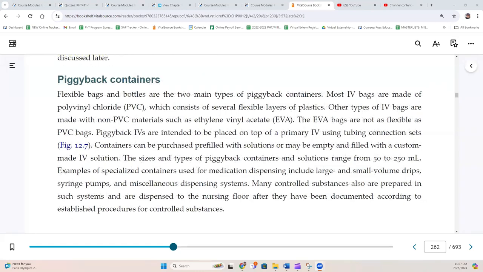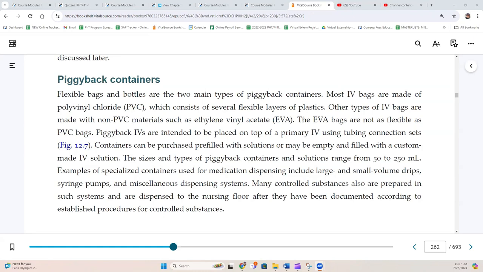Flexible bags and bottles are the two main types of piggyback containers. Most IV bags are made of polyvinyl chloride, which consists of several flexible layers of plastics. Other types of IV bags are made with non-PVC materials such as ethylene vinyl acetate. The EVA bags are not as flexible as PVC bags. Piggyback IVs are intended to be placed on top of a primary IV using tubing connection sets.